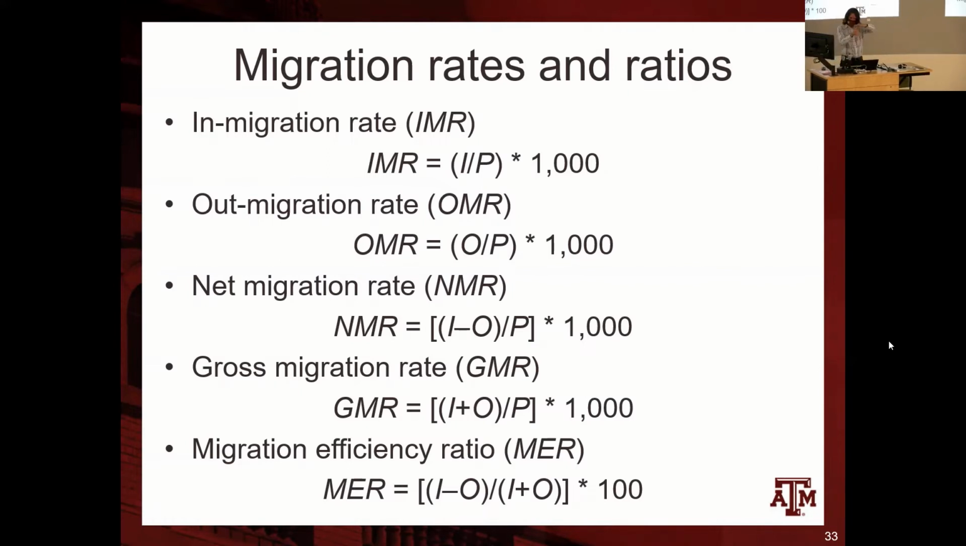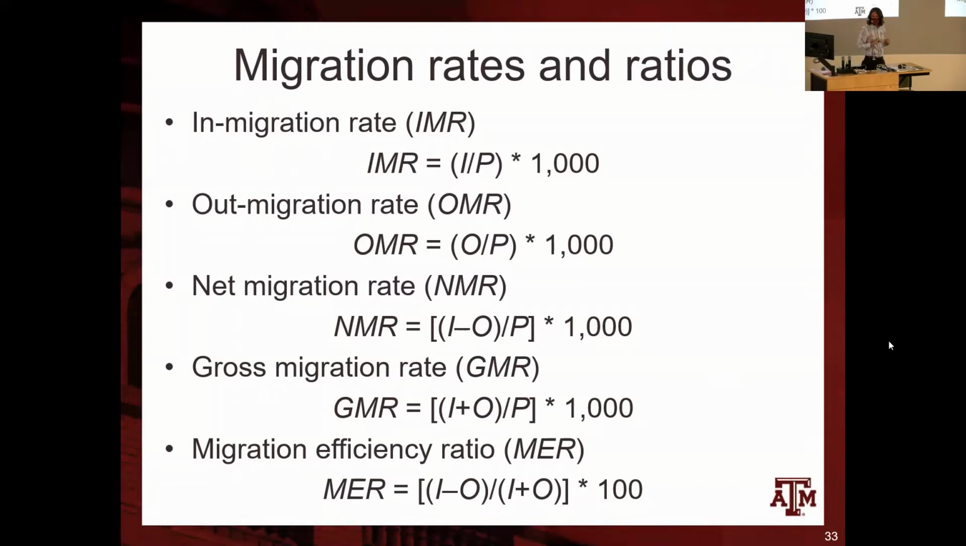And what is exactly this number? This is the number of people that were exposed to the risk of experiencing the event that's being measured in the numerator.